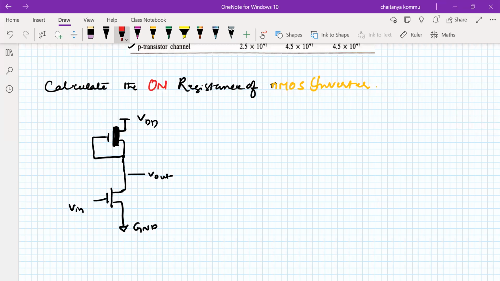So what are the physical dimensions of this NMOS transistor in terms of the lambda based design rules? We should tell the length to width ratio. So what is the length to width ratio of this particular transistor?